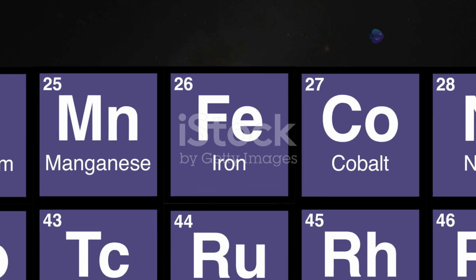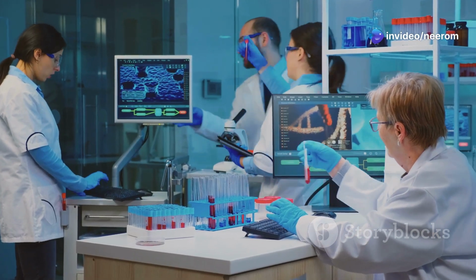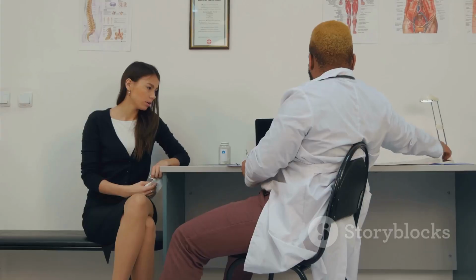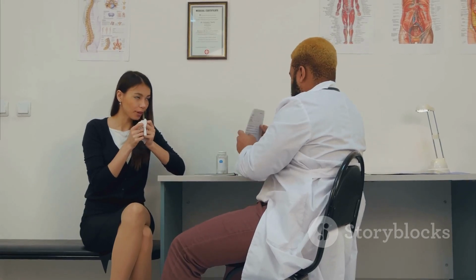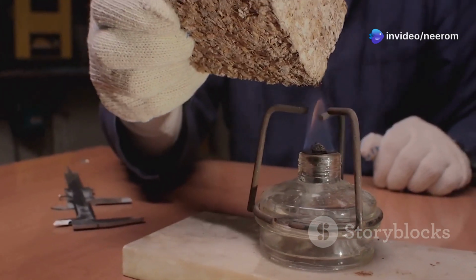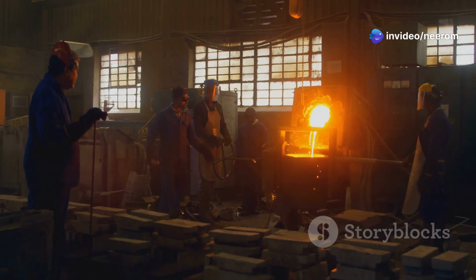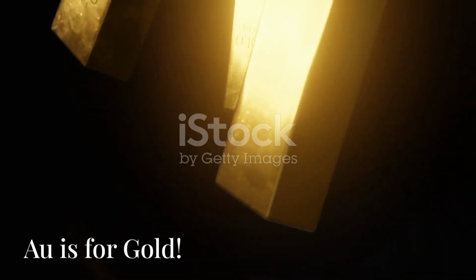Well, look no further than Fe, the symbol for iron. Iron is a crucial part of hemoglobin, the protein in red blood cells that carries oxygen throughout our bodies. Without enough iron, we can become anemic, which can make us feel tired and weak. But iron isn't just important for our bodies. It's also a key ingredient in steel, one of the most important building materials in the world. From skyscrapers to bridges, iron is what holds our modern world together.